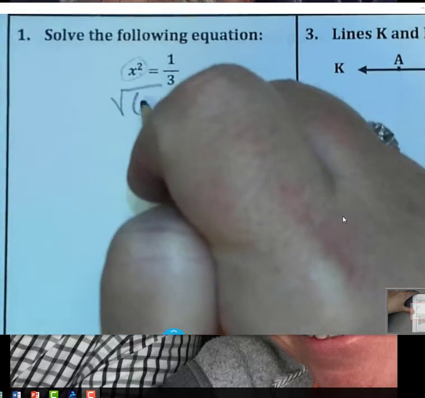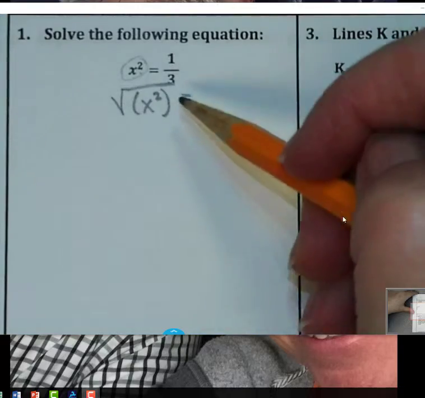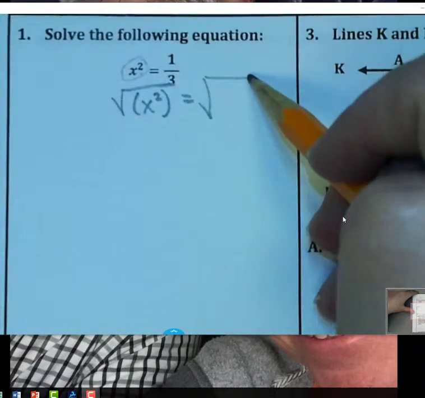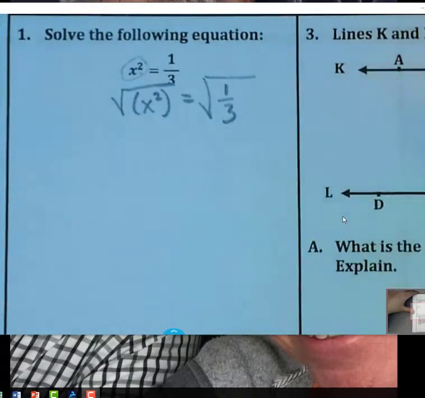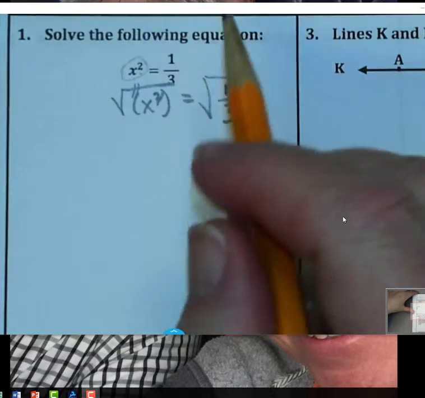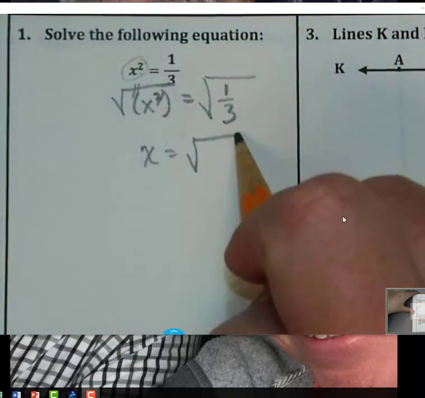So we'll take the square root of x squared, but what we do to one side, if I take the square root of this left side, I have to take the square root of the right side. Okay? This square root undoes the squaring. So then I'm left with x equals the square root of 1/3.